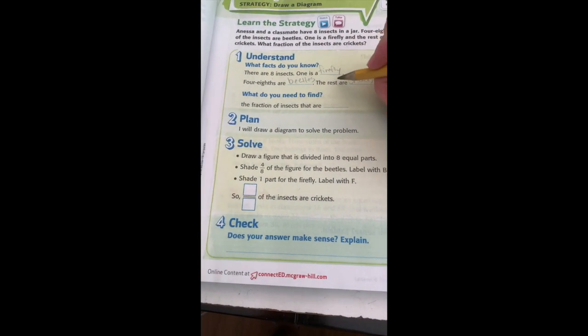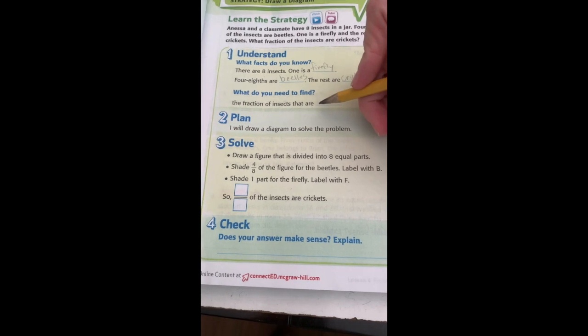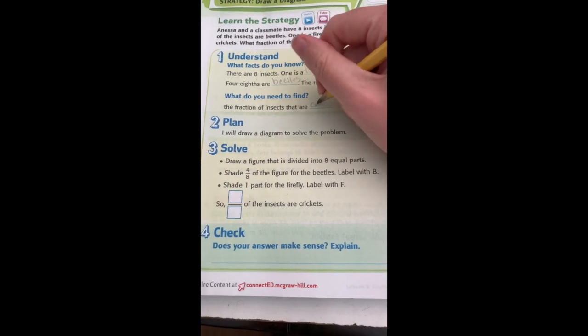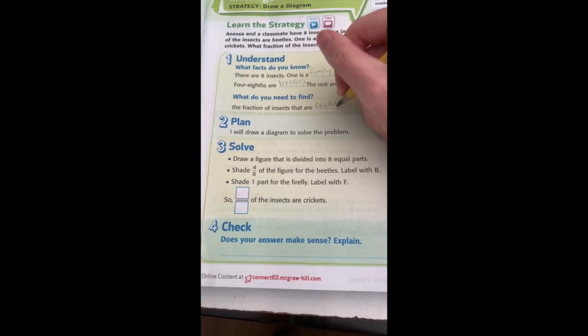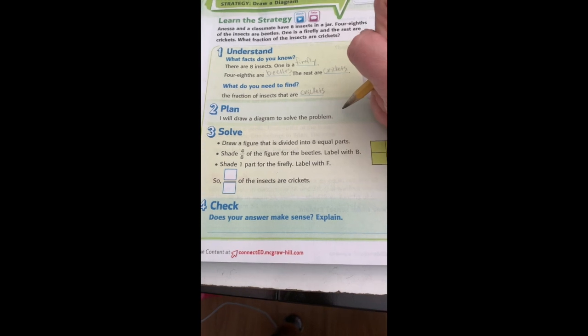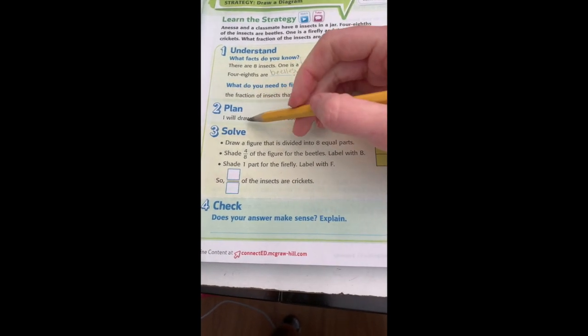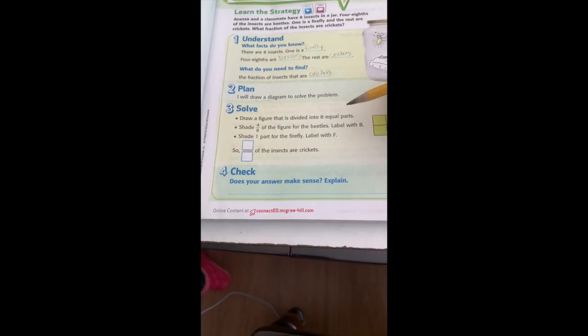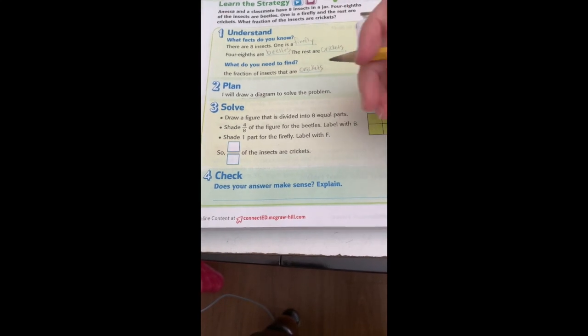Okay, we know what we know. What do we need to find? What is the question asking? What fraction of the insects are crickets? Okay, plan 2. I'm going to draw a diagram to solve this problem. So for step 2, we know that our strategy today is we're drawing a diagram. Perfect. So in step 3, we're going to draw that diagram and we are going to solve.